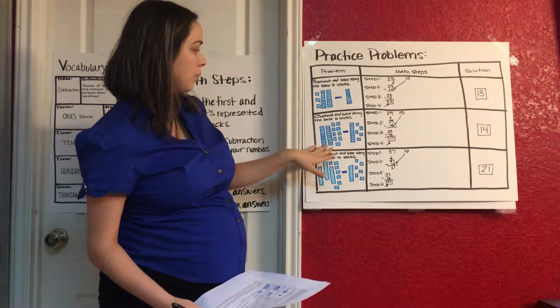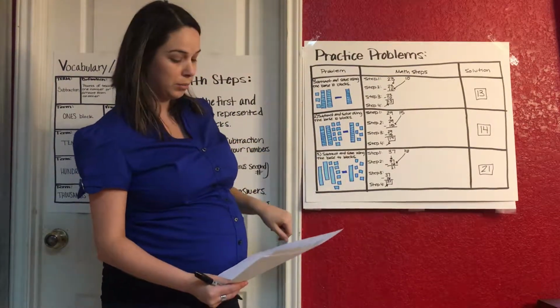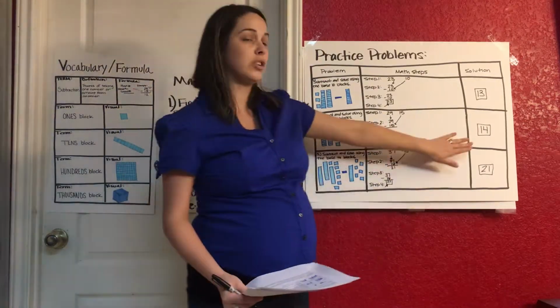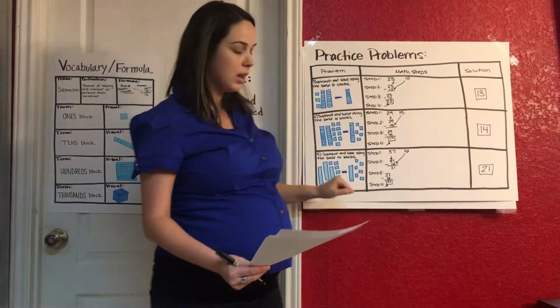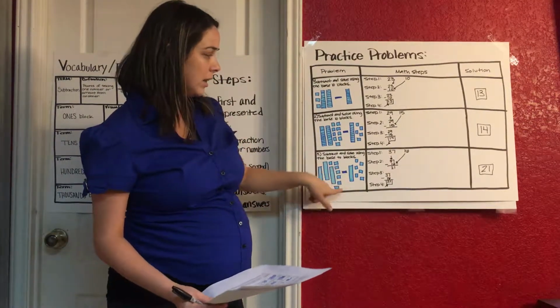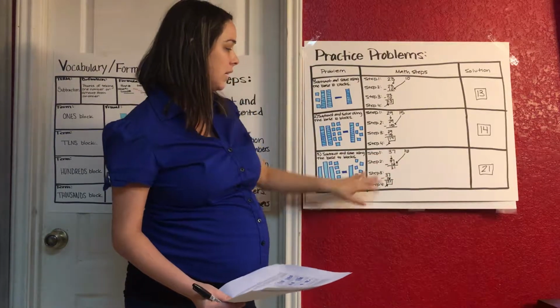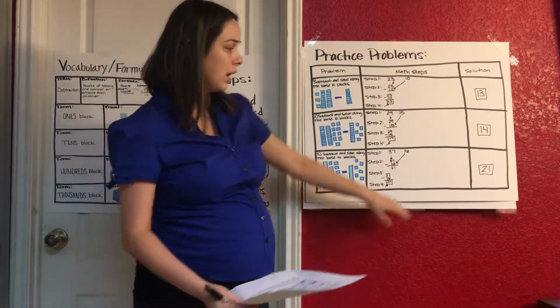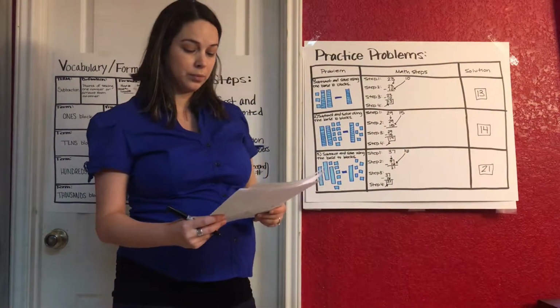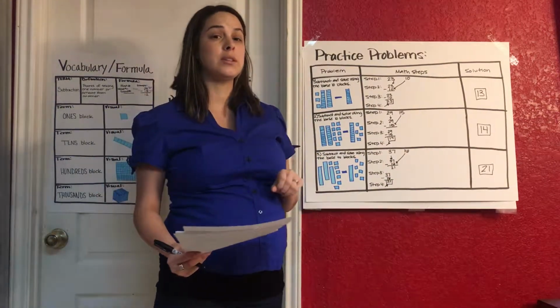Then we have our second problem. Our numbers are 29 and 15. It should look like this, and your answer is 14. And then our last problem that I gave you looks like this. It's 37 and 16, should be set up this way, and then your answer should be 21. Are there any last questions before this lesson is done?